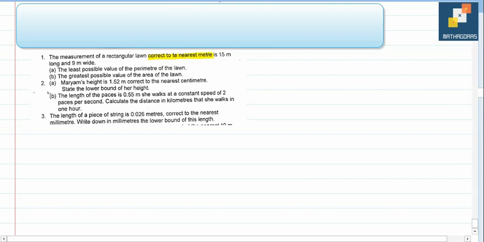So roughly if I sketch a rectangle, it's 15 meter by 9 meter. After that, we need to find the scale factor. The number that is hidden here is 1. Correct to the nearest, if no number is present, that means it's 1 meter. You divide 1 by 2, that gives you 0.5, and that is your scale factor. The question asks for the least possible value of the perimeter of the lawn.